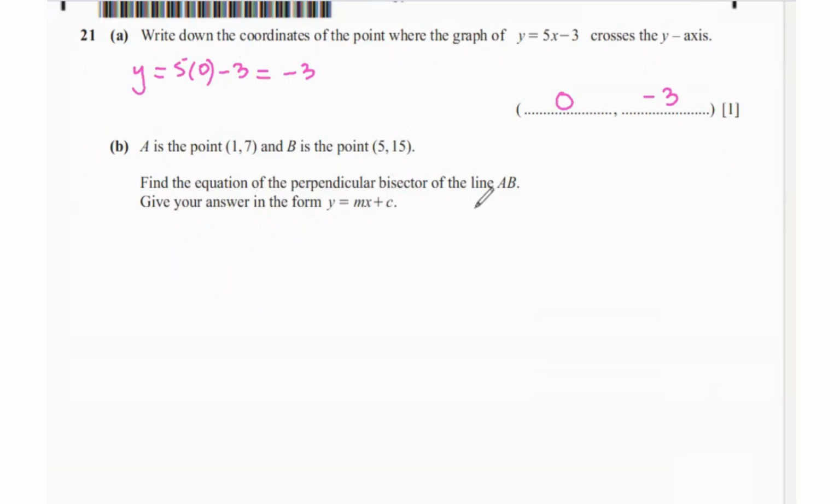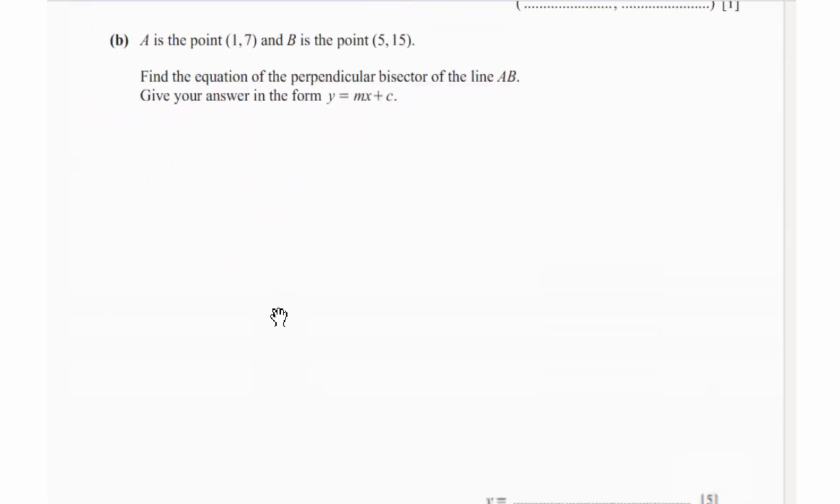Then it says A is the point (1, 7) and B is the point (5, 15). Find the equation of the perpendicular bisector of the line AB, giving the answer in the form y equals mx plus c. So for the perpendicular bisector, first what you need is the midpoint of AB. Then what you need is the gradient of the line that is perpendicular to AB. So first, let's begin with the midpoint.